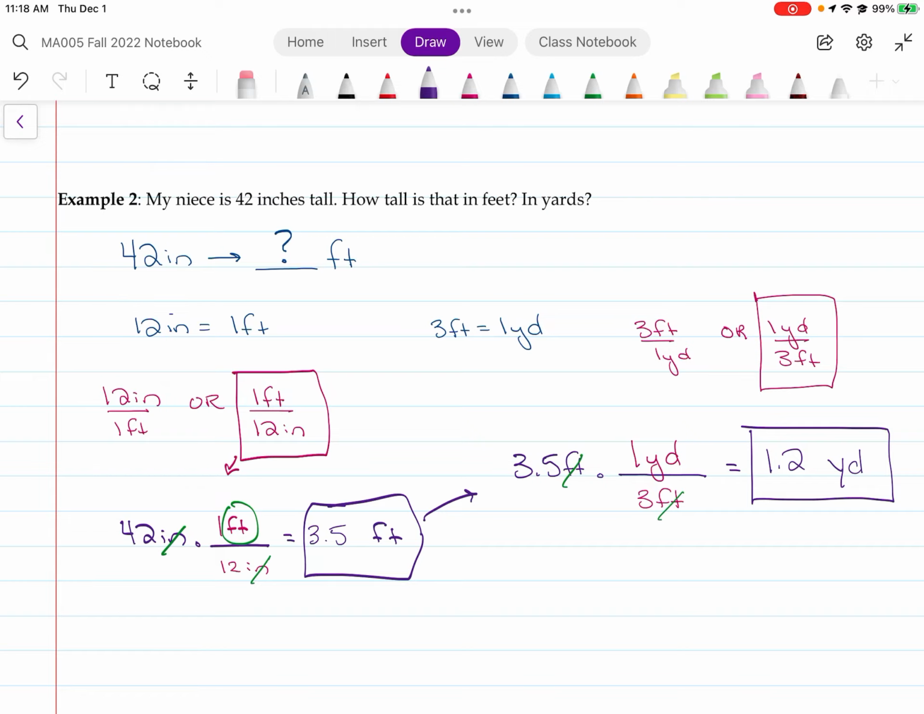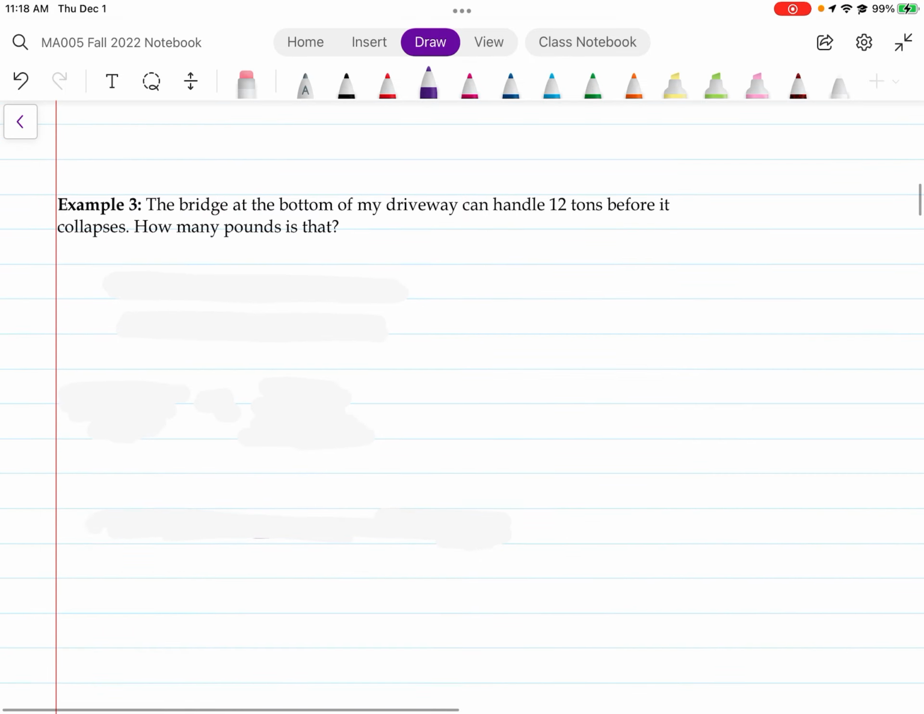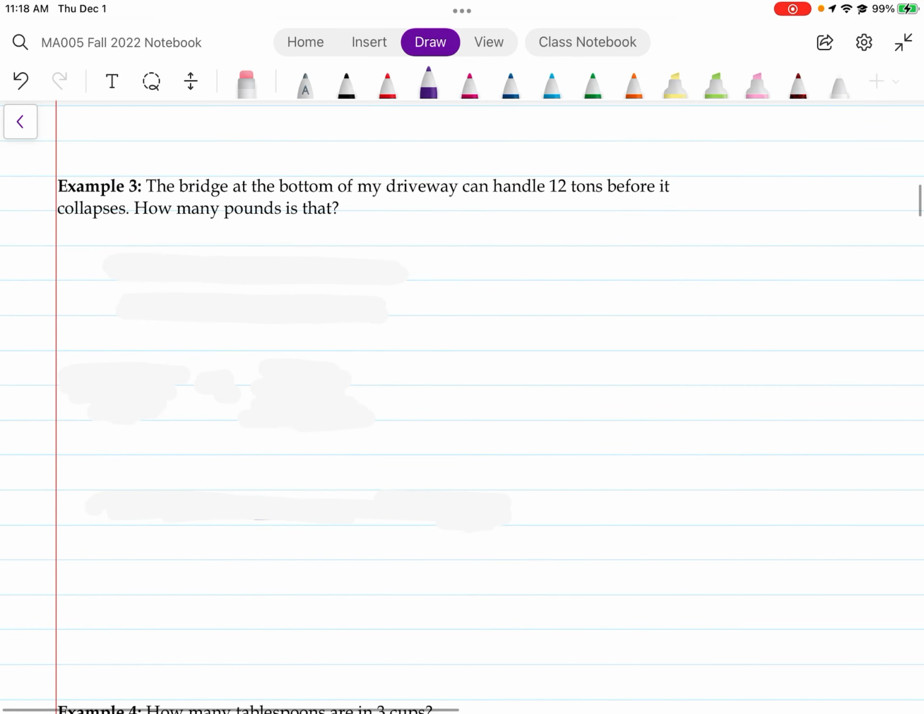Everything else is just like that. You just have to go find the correct conversion factor. So this next one says the bridge at the bottom of my driveway can handle 12 tons before it collapses. That is true. I actually have a bridge at the bottom of my driveway. It's made out of wood, and it can handle 12 tons. So how many pounds can a big old truck be when it goes over my driveway?